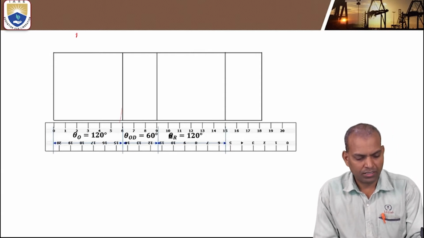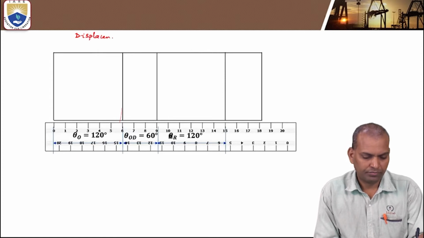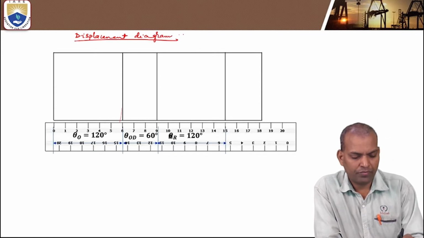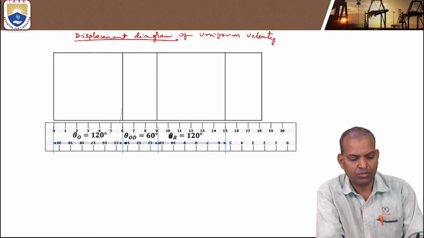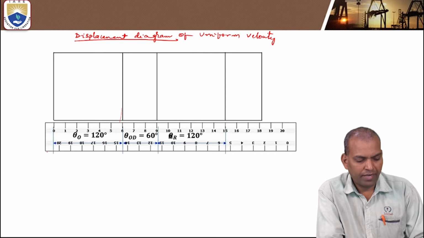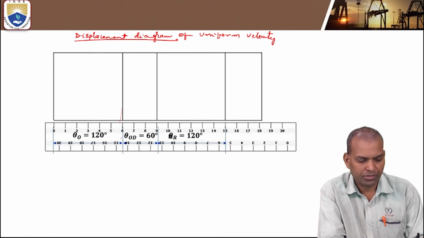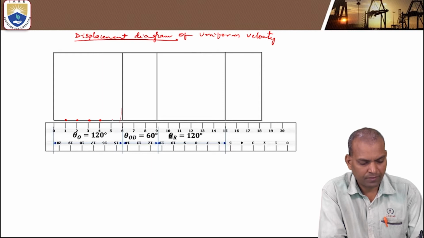So we are drawing a displacement diagram of uniform velocity, when the follower is in uniform velocity motion. Now divide this into 6 equal or even number of parts. I am drawing here, dividing each part into 6 equal parts. So 0, 1, 2, 3, 4, 5, 6.